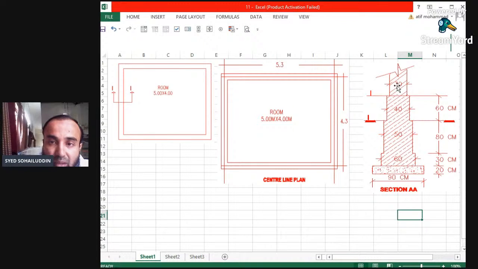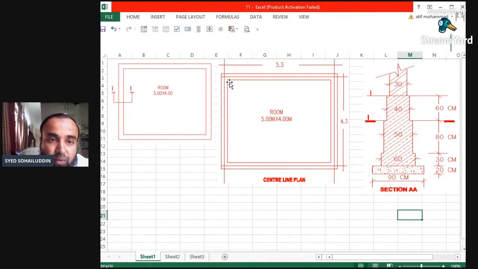Here above plinth level it has been mentioned as 30 centimeters, that is 0.3 meters, or 300 mm. It may be given in mm, it may be given in centimeters. Here the dimensions are in centimeters. There is no need for confusion regarding the dimensions, because we will calculate all the dimensions in meters. So convert centimeters into meters: 30 centimeters is 0.3 meters. Above plinth the wall thickness is 0.3 meters.